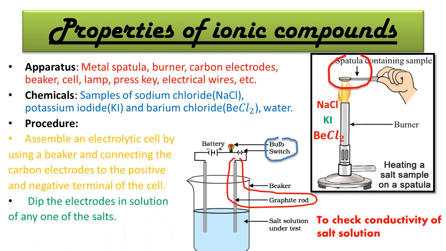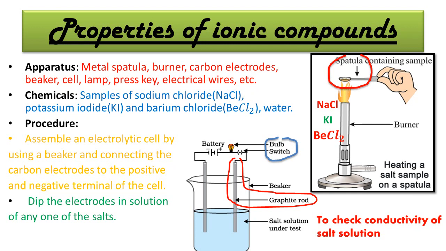So student, these are the graphite rods, and after all the setup we have to dip the electrodes in the salt solution of any one of the salts. That means we can take sodium chloride, potassium iodide, or barium chloride, any of the salts, and we will make the solution in water. Now what happened? Do you see the lamp glowing?